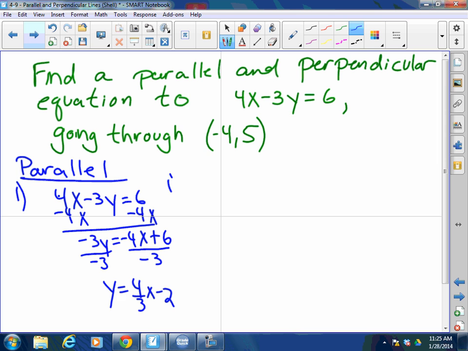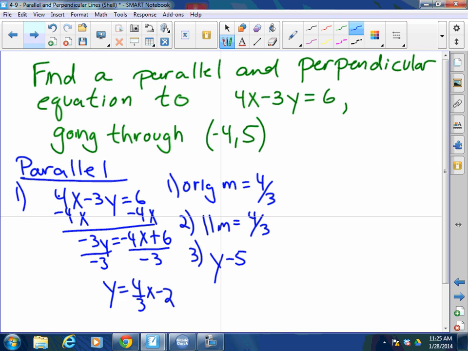So again, what's my original slope? 4/3. I'm looking for a parallel line in this first one. So what's my parallel slope? 4/3. Now I plug it into the point slope form. y minus y1 equals m times x minus x1. Does everyone see that?